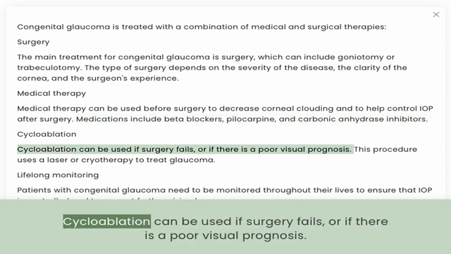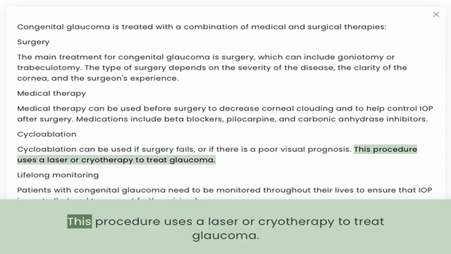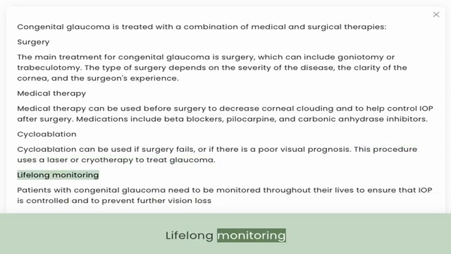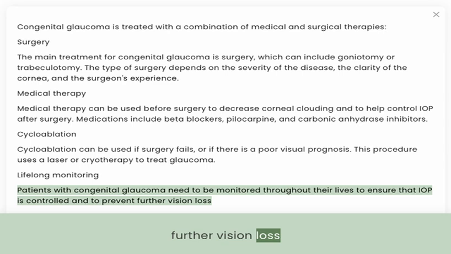Cycloablation. Cycloablation can be used if surgery fails, or if there is a poor visual prognosis. This procedure uses a laser or cryotherapy to treat glaucoma. Lifelong monitoring. Patients with congenital glaucoma need to be monitored throughout their lives to ensure that IOP is controlled and to prevent further vision loss.